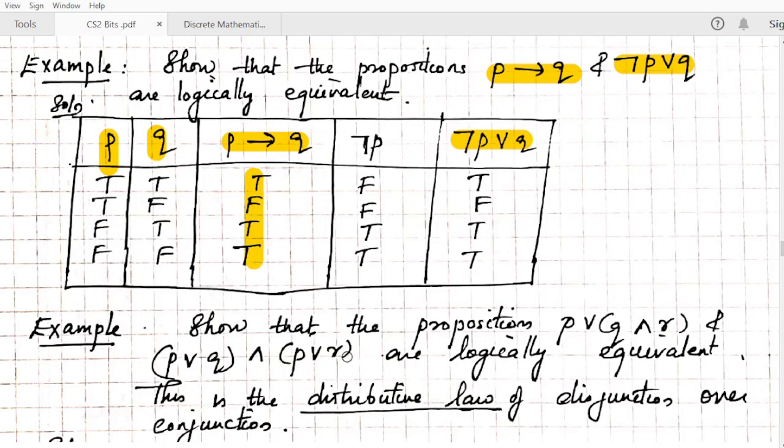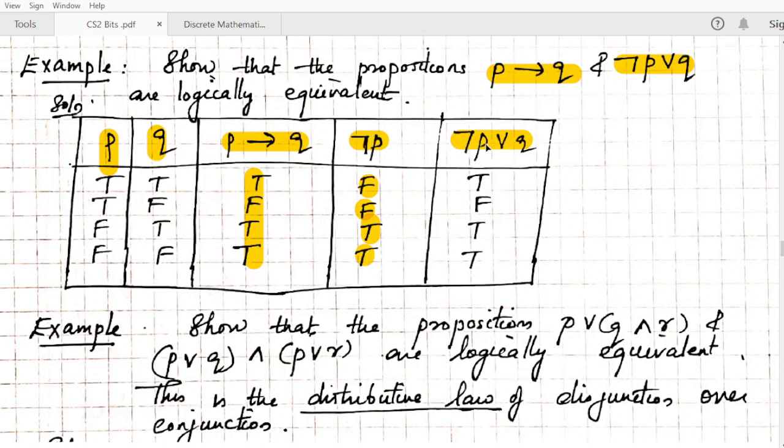So now we are going to find the proposition negation P or Q. So here we are having negation P and Q. We already know the truth values of Q. Now we are going to find negation P. So negation P means contrary to our proposition P. So here it is true, the negation is false. Here it is false, the negation is true. Here it is false, again the negation is true.